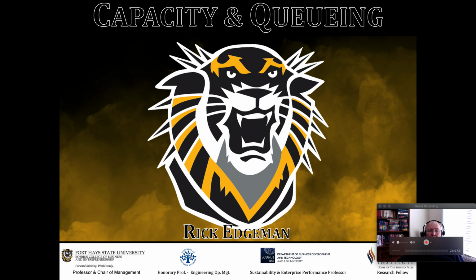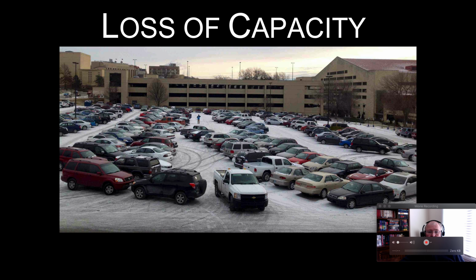So let's go ahead and get started on capacity and queuing. Take a look at this particular graphic, and you can see something probably not so surprising to many of you anyway, which is that when snow comes, the capacity of parking lots gets reduced. The lines for the spaces in which people ordinarily park tend to become obscured. Lines tend to start drifting. People tend to start parking in places where they wouldn't ordinarily park. But overall, the capacity tends to be reduced.